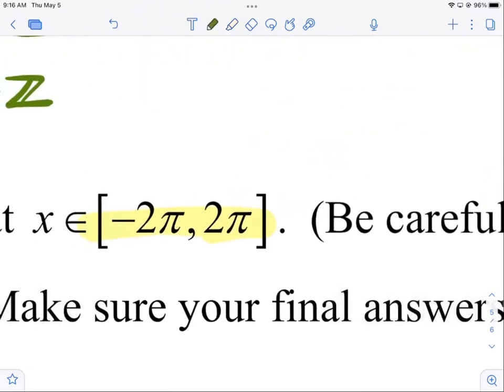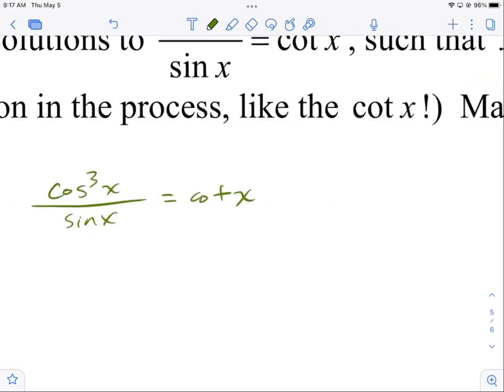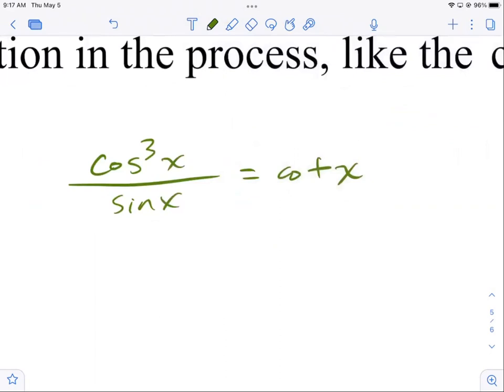Now, what's our strategy if I want to find all of them between -2 pi and 2 pi? Well, my strategy is find all of them between 0 and 2 pi, which is our comfort zone, one positive rotation, and then I can subtract a rotation to get the others, right? So that's probably your best strategy each and every time. All right. Well, let's go ahead and rewrite this problem down here. Cosine cubed of x all over sine of x equaling cotangent of x. All right. Where to start, what to do, what's going to happen, how can I proceed?